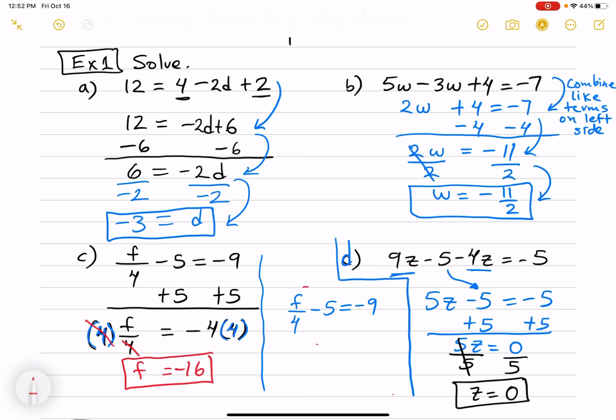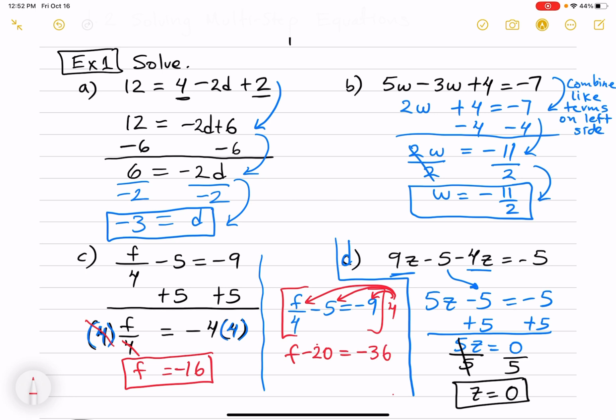denominator, I can multiply everything by 4. And when I multiply the first number by 4, the 4's divide out and it gives me f by itself. Then I multiply 4 times 5 and I get negative 20. And then I multiply negative 9 times 4, which is negative 36.